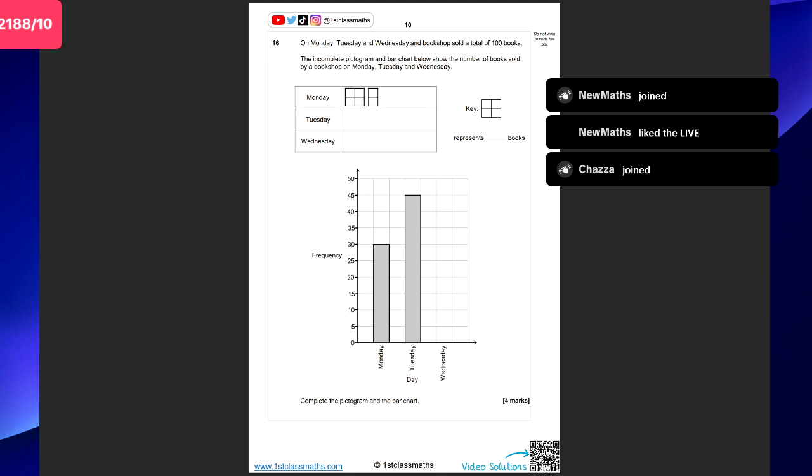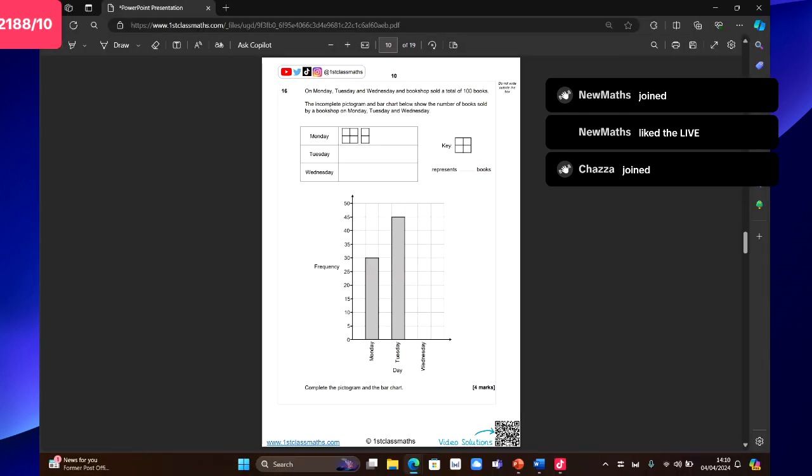So 30 represents 6 squares. So that means each small square represents 5. 5, 10, 15, 20, 25, 30. So 5, 10, 15, 20. So each of these window squares represents 20 books. Hopefully that makes sense. Obviously that makes 10 there.